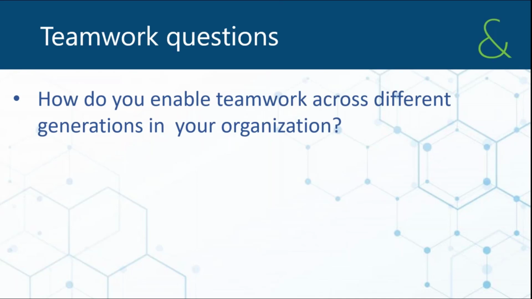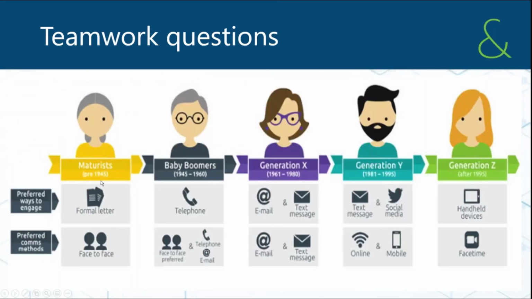And this one I've just really liked because it really shows the capability of Teams and team sites. So how do you enable teamwork across different generations? And not only is this representing generations, but it's really representing technology over time. So, right, a formal letter that came off a typewriter or a face-to-face conversation was how you communicated. Telephone and email and text messaging and social media and mobile.